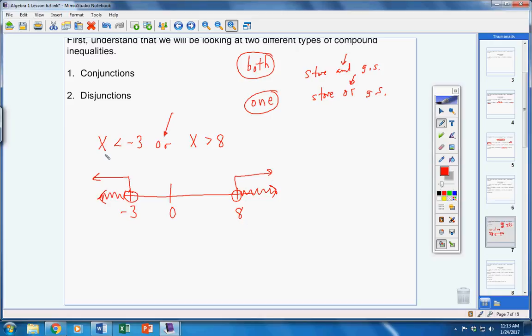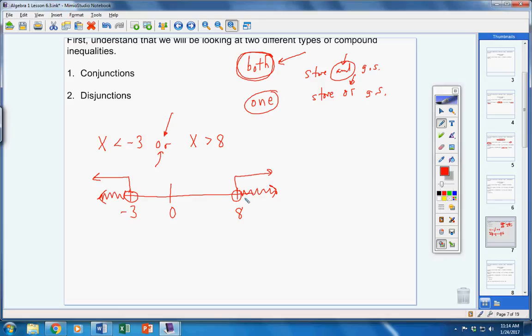Listen to me. In a disjunction, you don't have an and situation. You don't have both of these things. It's impossible to say a number is less than -3 and it's greater than 8. That's impossible. It's one or the other. Either a number is less than -3 or it's greater than 8. It can't be both. So a conjunction deals with the word and, in which you have two situations that both of them must be satisfied. A disjunction involves a situation with the word or, where you have one situation or the other situation being satisfied.